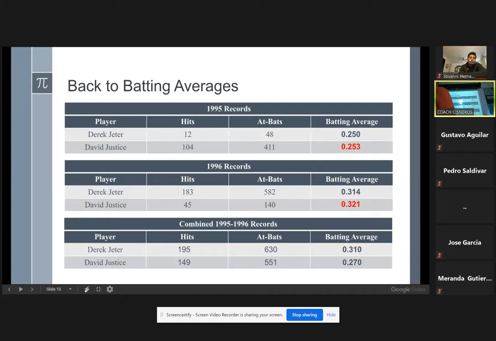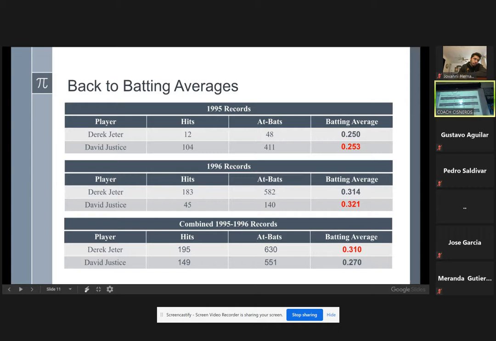How is it possible that David Justice had a better batting average in 1995, had a better batting average in 1996, but when we combine them together, Derek Jeter had a better batting average? Say that again.